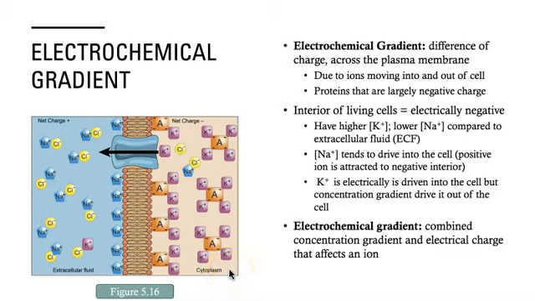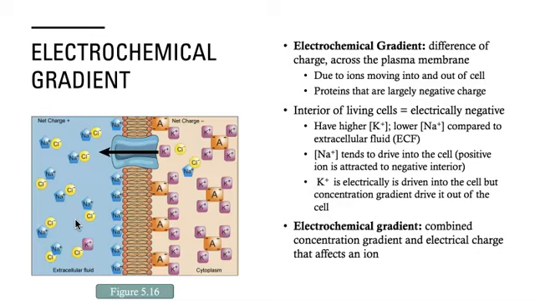So what happens here with our potassium and sodium? Our sodium tends to drive into the cell because the sodium, which is a positive ion, is going to be attracted to the negative interior. But we have some pumps that are going to drive that sodium back out, and that's why we have so many of them over here.